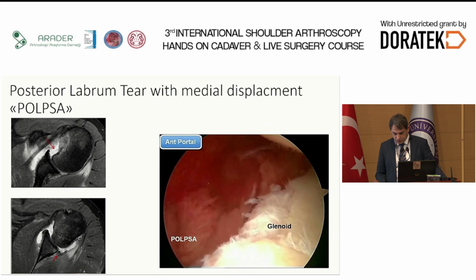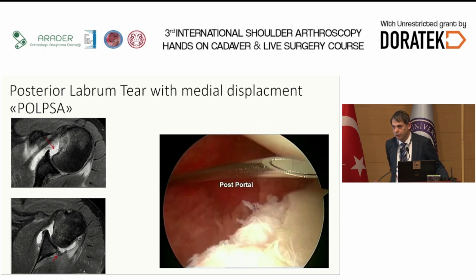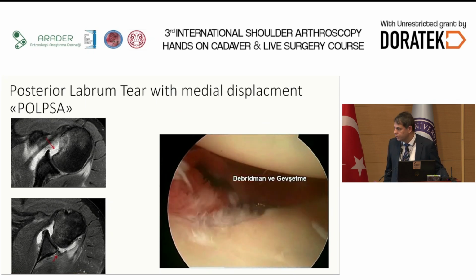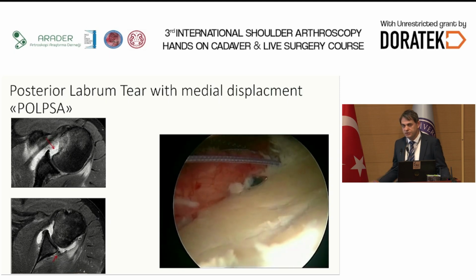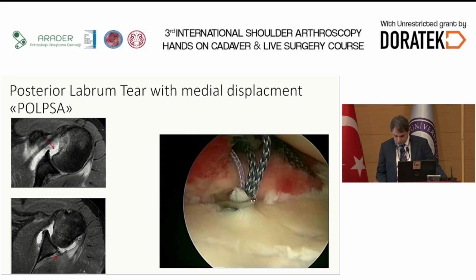But in some cases, you will see the reverse of the ALPSA lesion. It is called POLPSA. This is the medial displacement of the posterior labrum. So you have to mobilize it before you repair it. This is the reverse of the ALPSA. It is a POLPSA lesion.